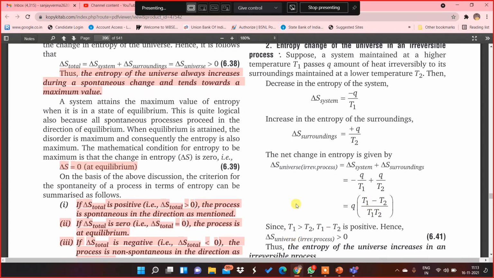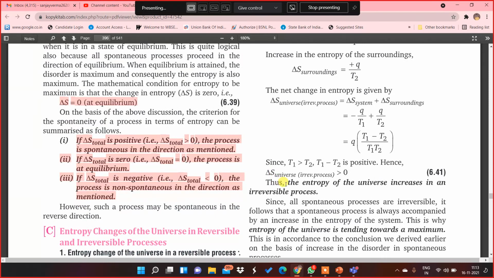Now remember, since temperature T1 is greater than temperature T2, T1 minus T2 is a positive value. Hence, delta S of the universe for an irreversible process is always greater than 0. Thus, underline this sentence: the entropy of the universe increases in an irreversible process. Increases in an irreversible process. Very, very important point to underline.